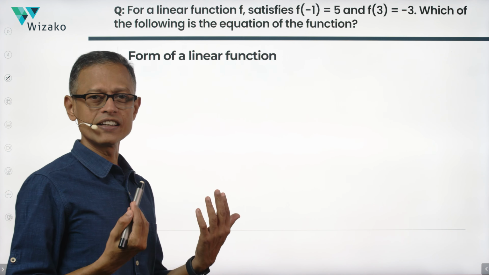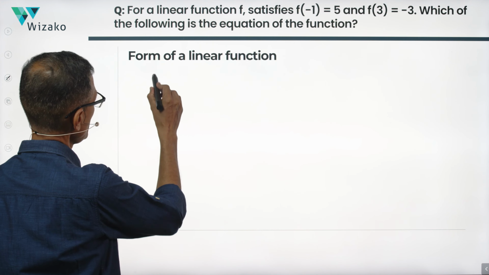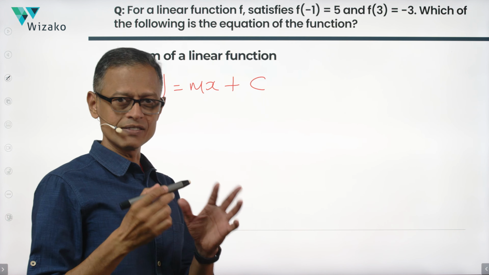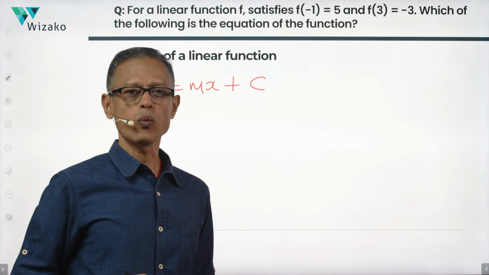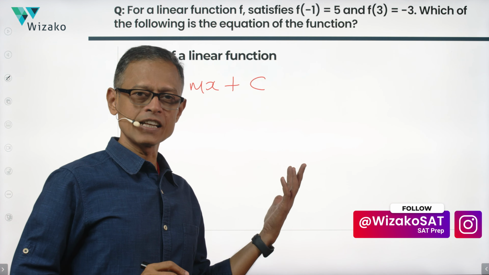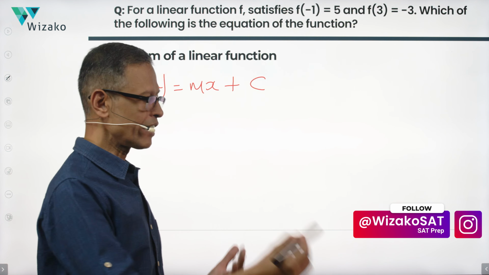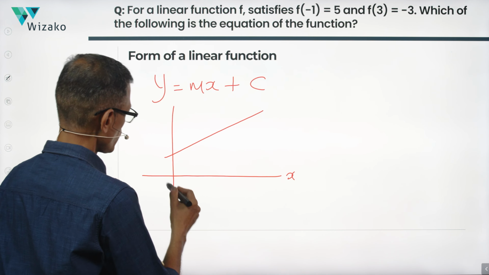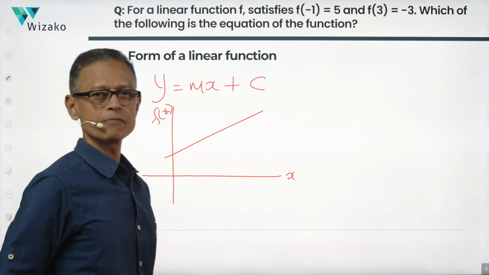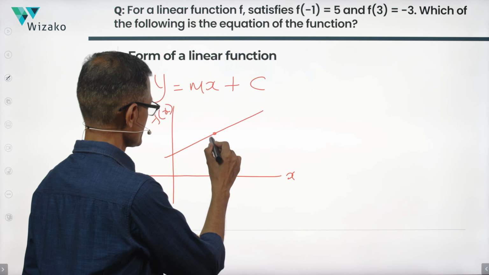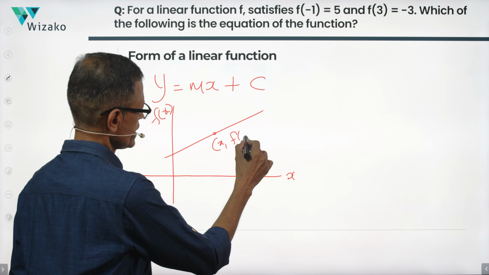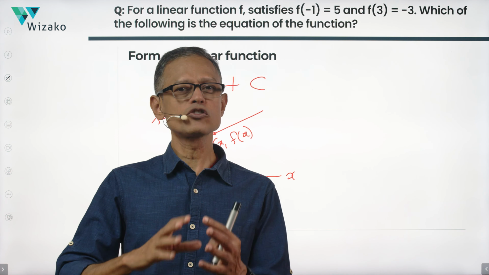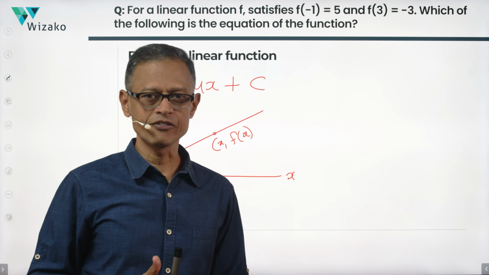The form of a linear function in slope-intercept form will be y is equal to mx plus c. y and x are the variables, m is the slope and c is the y-intercept. What does it graphically represent? A linear function when plotted on a graph will essentially be a straight line. Say this is your x-axis, and our y-axis is nothing but f of x. Any point on this line is essentially going to be x comma y, which is x comma f of x. So this is the form of a linear equation in slope-intercept form and what it represents graphically.